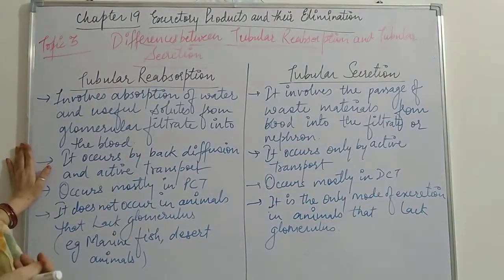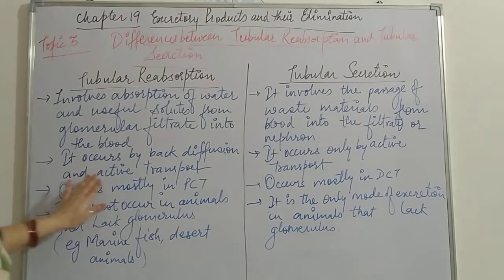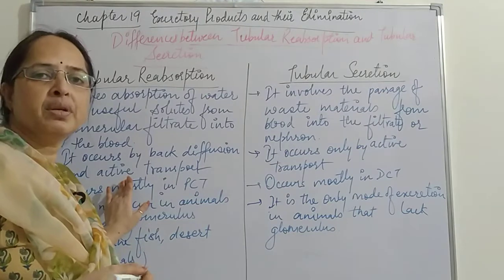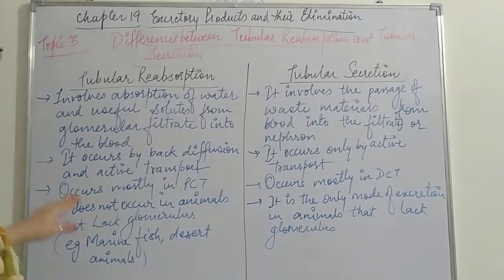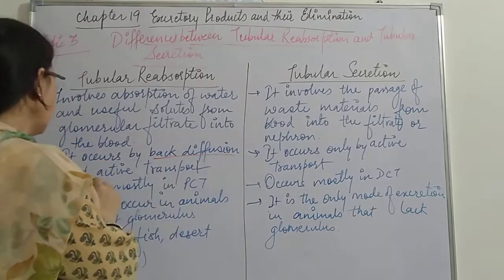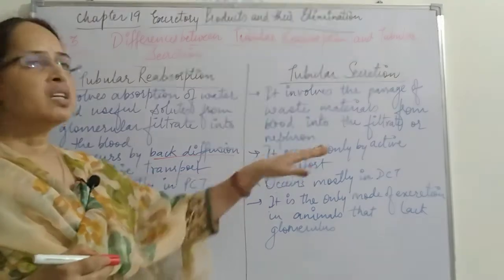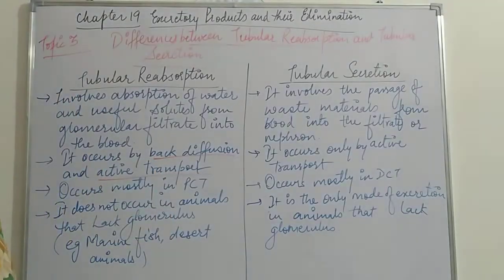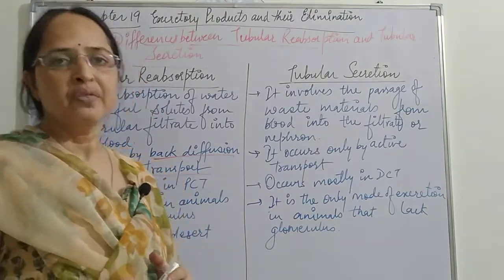Next is that it occurs by back diffusion, because here backward diffusion of the substances occurs, and active transport of the materials by utilization of energy. Wherever the term active transport comes, we have to remember that active transport always involves utilization of energy. So tubular reabsorption occurs by back diffusion and active transport. Next, tubular secretion occurs only by active transport. That means whenever tubular secretion occurs, it involves utilization of energy.